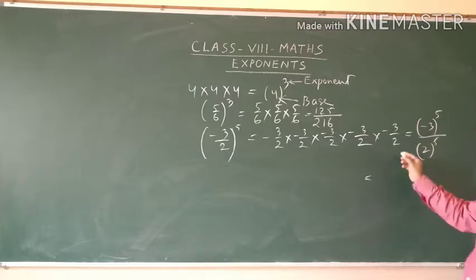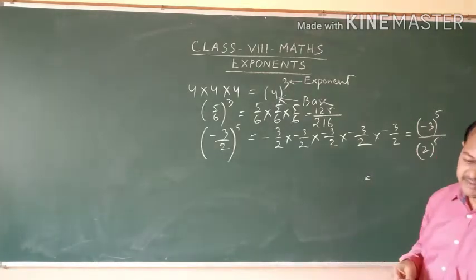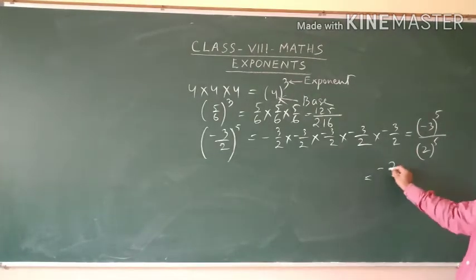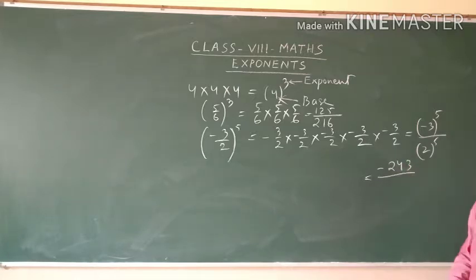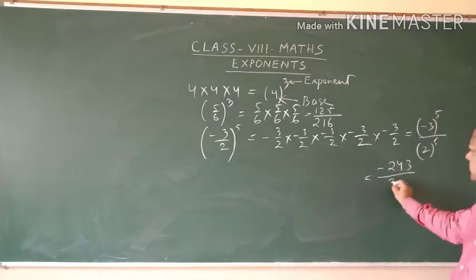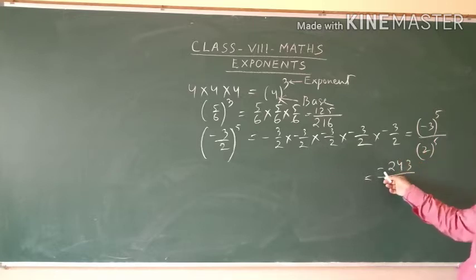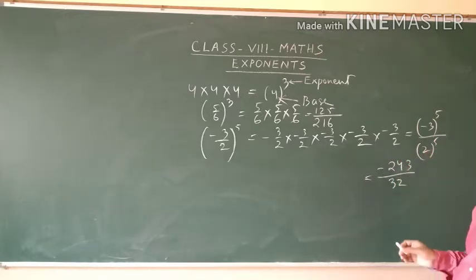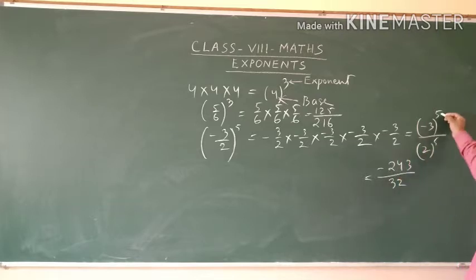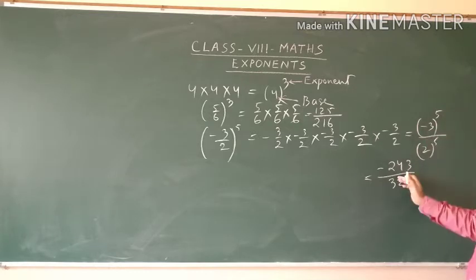So minus 3, 5 times, gives minus 243. Minus 243 upon 2 to the power 5, which is 32. One more concept here: how do we know whether the answer will be minus or plus? There is a rule. If the exponent is an odd number, then the answer will be minus. If the exponent is an even number, the answer will be plus.